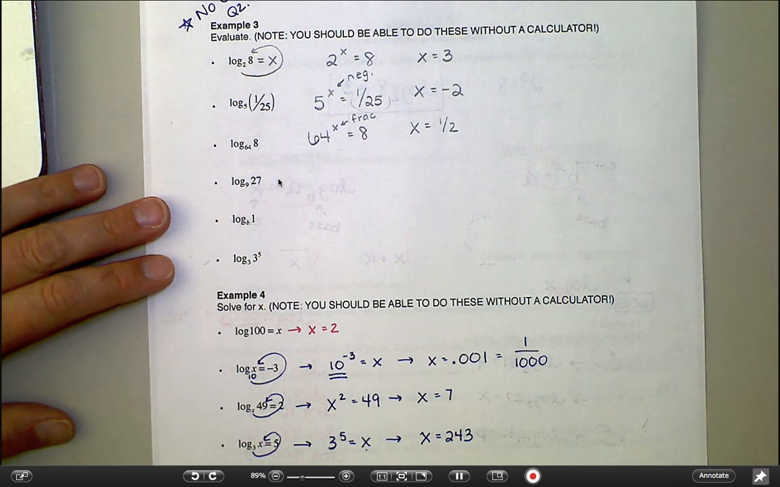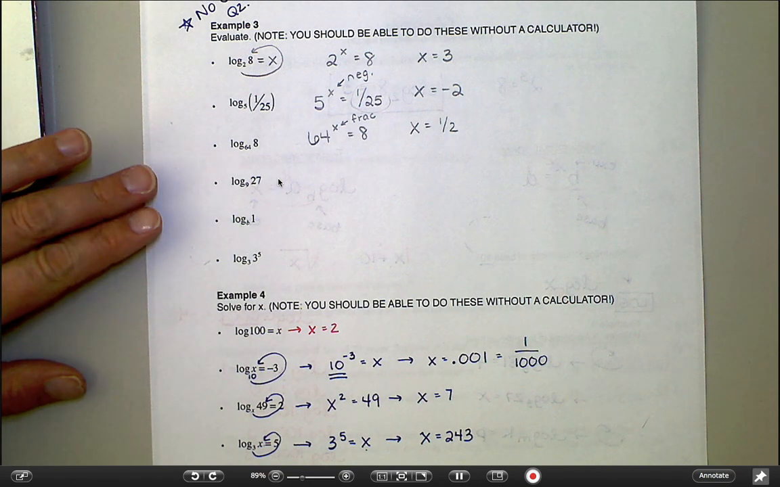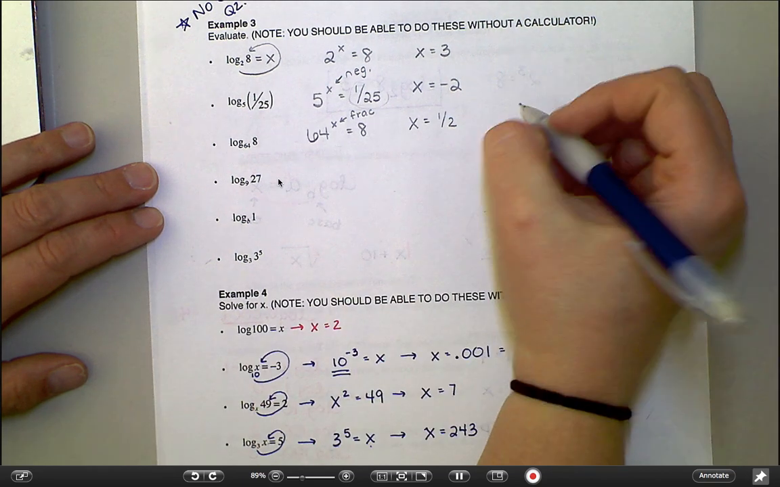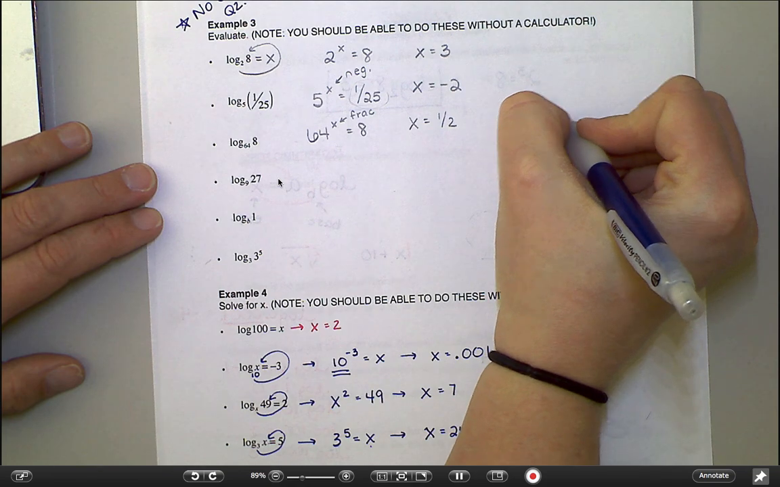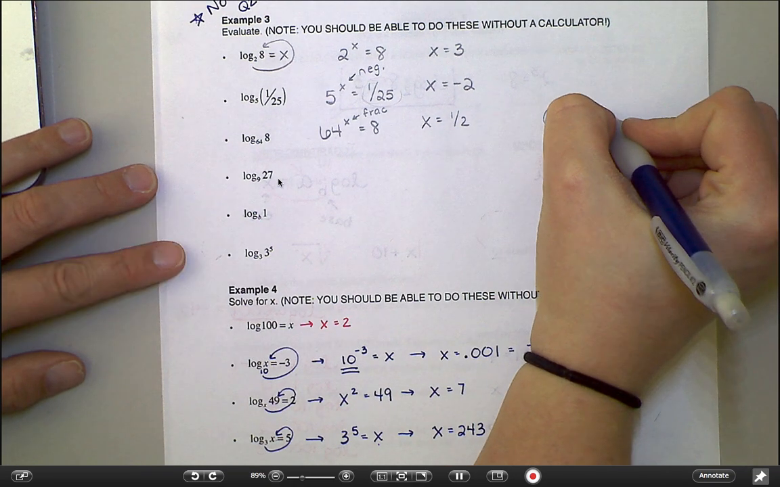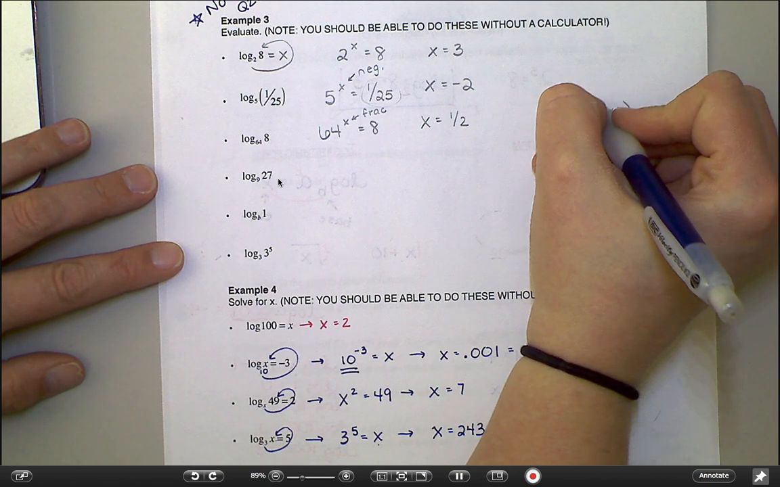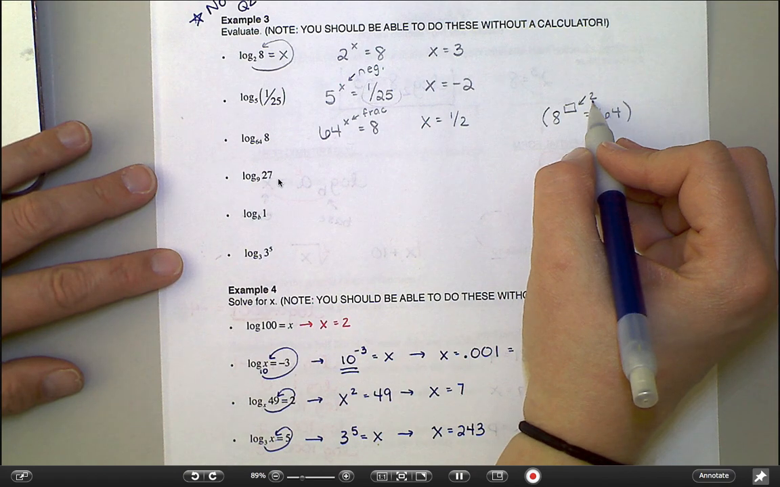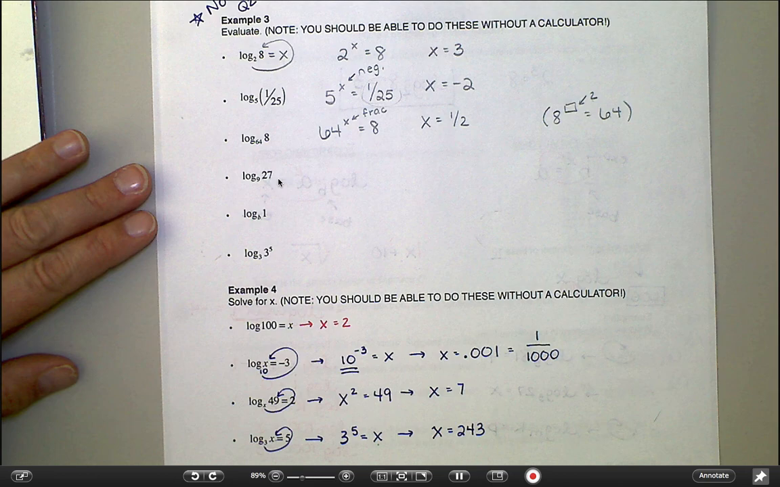A way to help you with something like that if you were stuck is, if you can't figure out how to go from 64 to 8, think about how you go from 8 to 64. 8 to what power makes 64? That answer would be a 2. So then go back the other way, it's just the reciprocal of 2. It would be 1/2. So you can think about it that way.